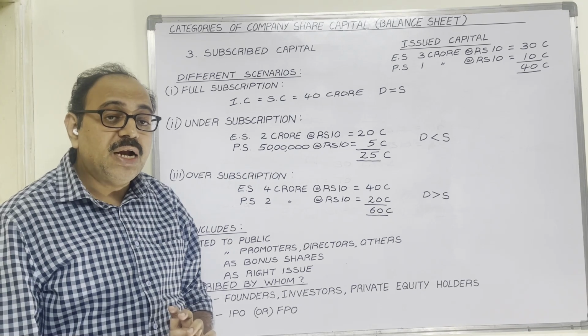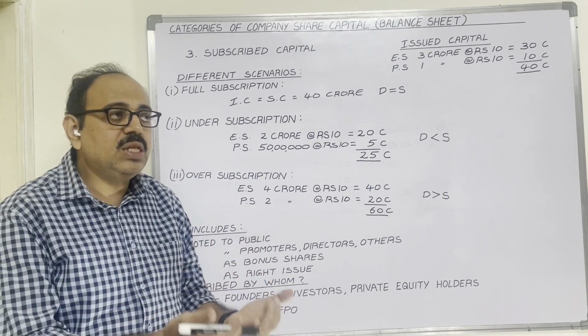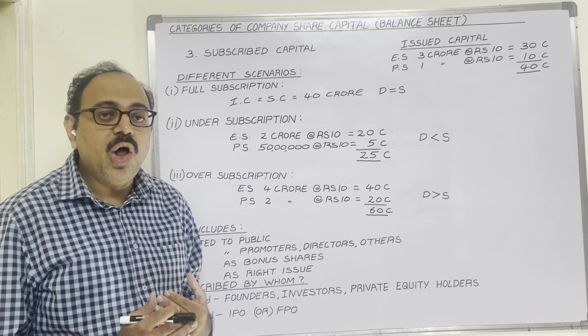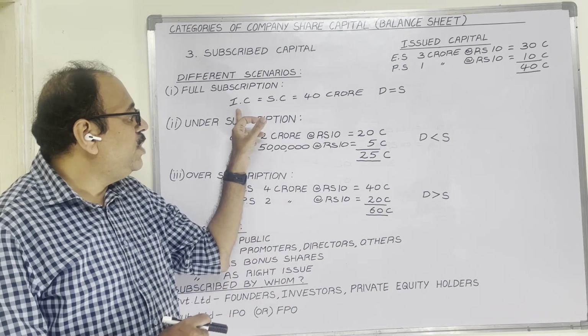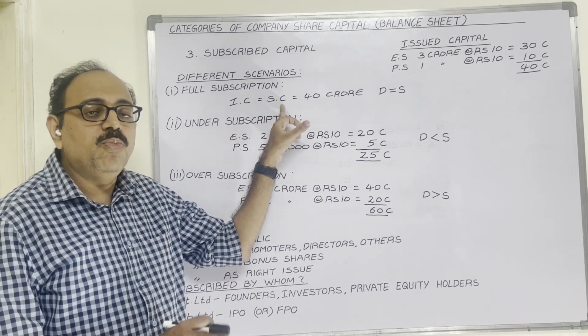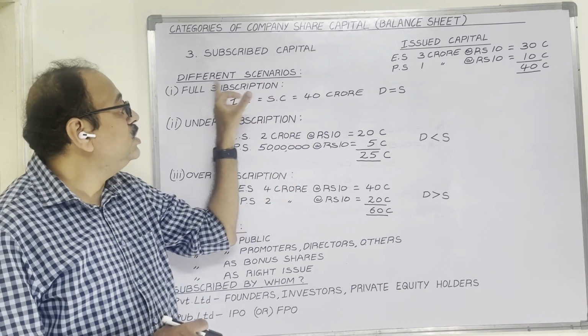Then the company satisfies each and every applicant. Means however many shares they are applying for, the company will allot all those shares to them. In this case, issued capital and subscribed capital will both be the same, 40 crore rupees. This is known as full subscription.